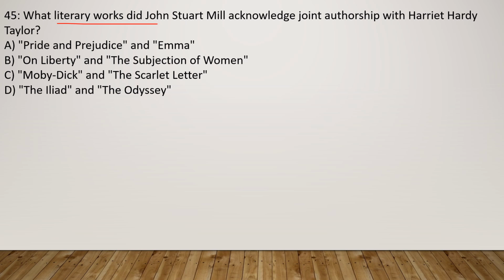What literary works did John Stuart Mill acknowledge joint authorship with Harriet Hardy Taylor? As Harriet Hardy Taylor was the staunch supporter of individual freedom, liberty rights, then gender equality, and the female rights. So the correct option would be Option B, On Liberty and the Subjection of Women. Option B.